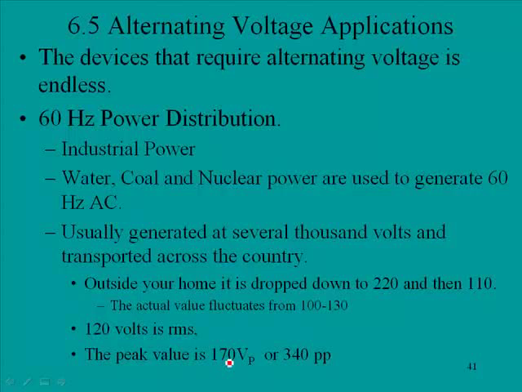The peak value is 170, and the peak to peak would be 340. Remember, when we looked at 120, if we divided that by 0.707, that's where we would get this peak value. And when we look at AC, this is the peak, and from here to here would be the peak to peak. If we looked at it on the oscilloscope at 120 volts, that's what we would see.